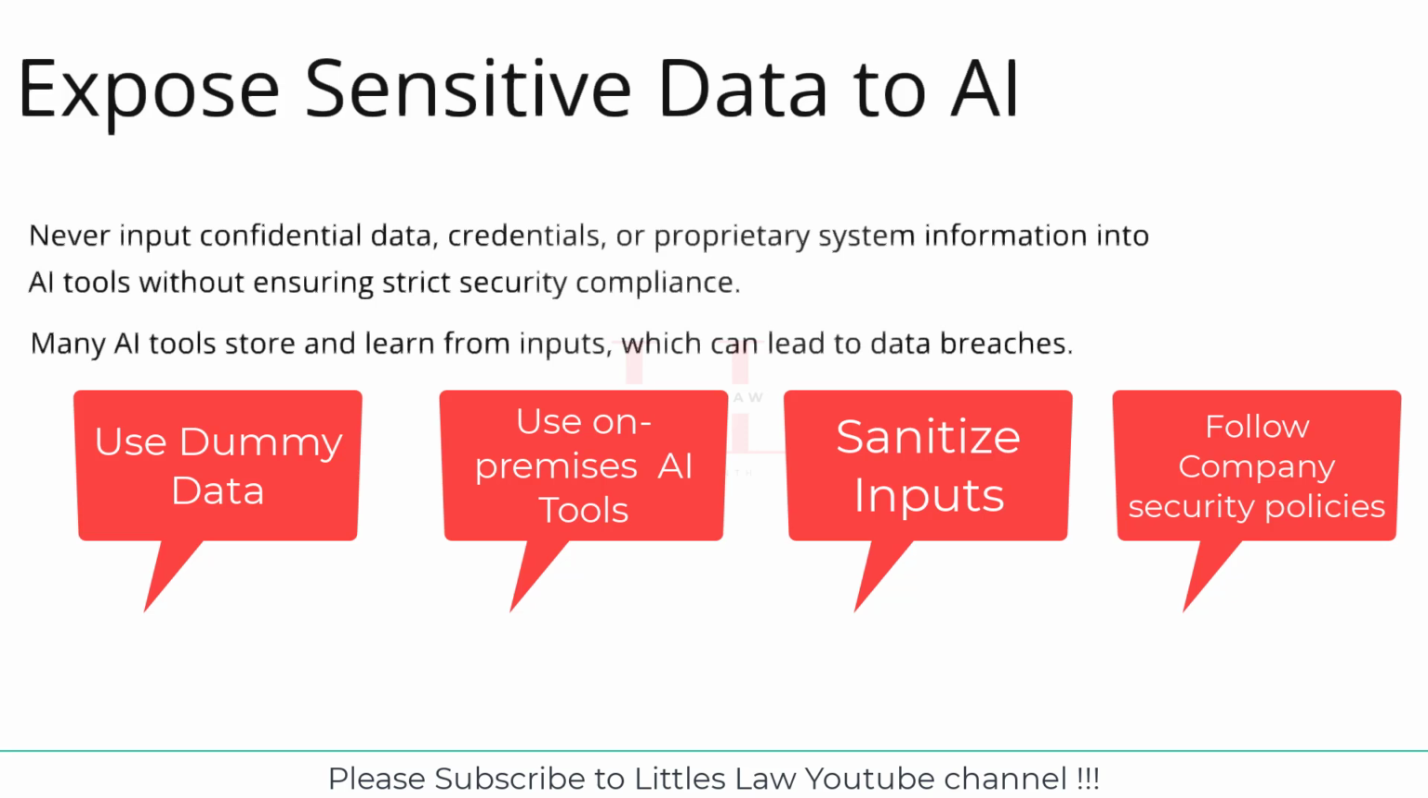So how can you avoid this mistake? Always make sure you're using dummy data, where you replace your actual API keys, passwords, and user credentials with placeholder values. That's the first thing you have to do. Make sure you're avoiding sharing API keys, passwords, and user credentials, and use on-premise AI tools. If possible, use self-hosted AI models instead of cloud-based ones. Don't just blindly rely on any other tool in the market.